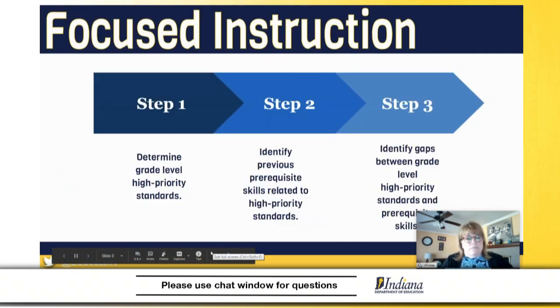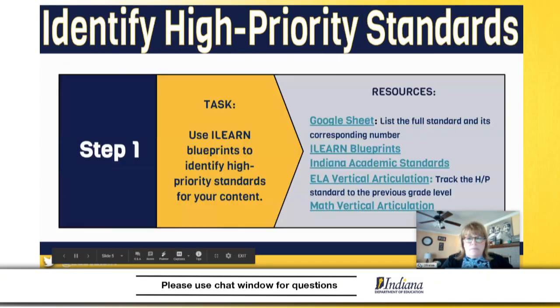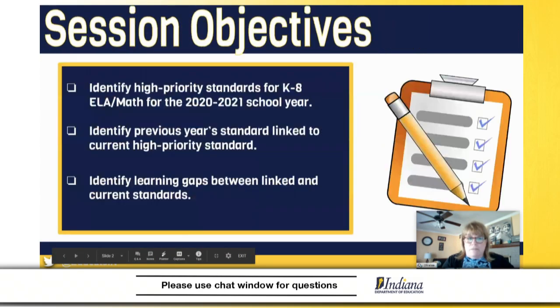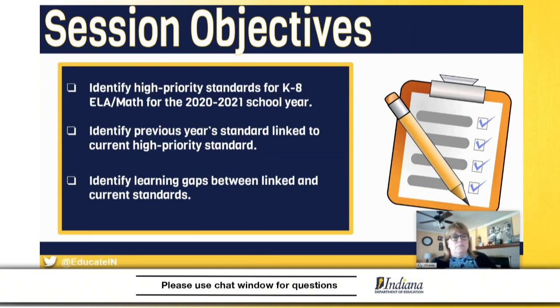We have three objectives for today's session. The first objective is to identify what your high priority standards are for your grade level or content area for the 2021 school year, and I will walk you through how to locate those blueprints. We're also going to identify any of last year's previously linked standards that link directly to your high priority standards. And then finally, we'll compare the previously linked standard with the current grade level standard to see if we can identify any potential learning gaps, because our highest priority is to focus on the current grade level standards so that we can keep our students moving forward.